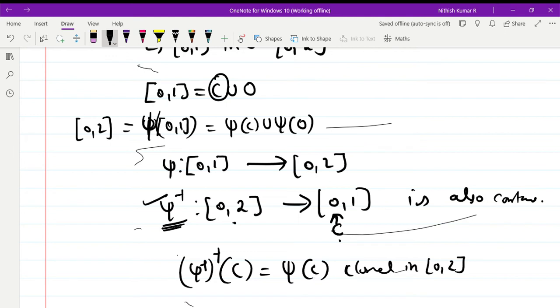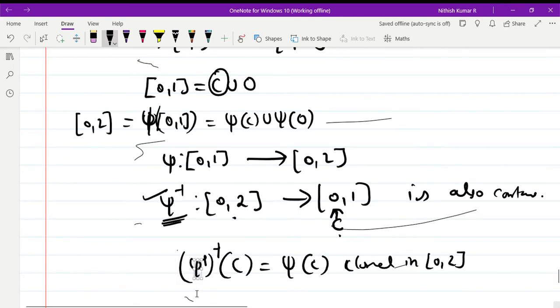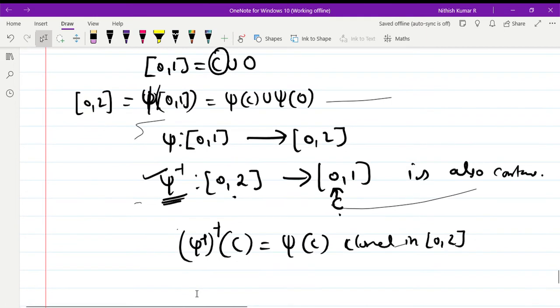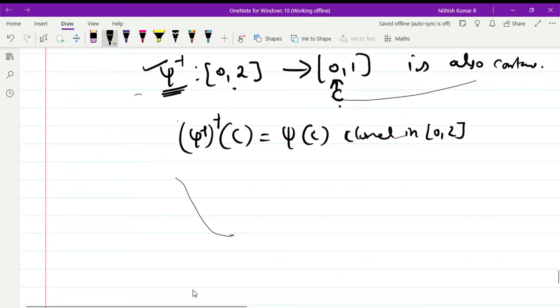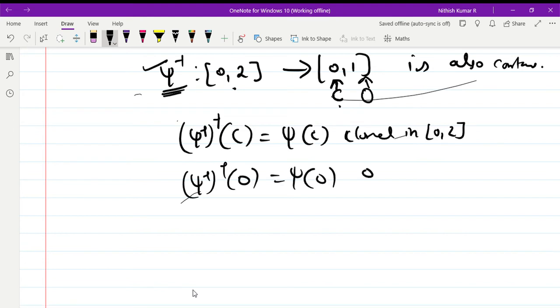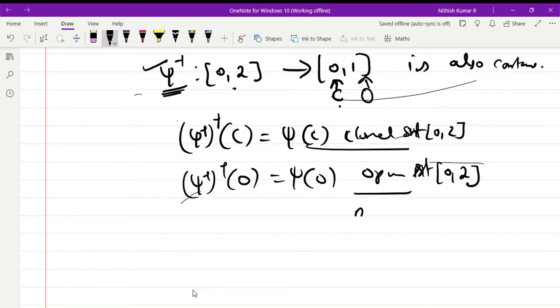Similarly, O is an open set in the closed interval [0, 1]. So its inverse image, that is psi inverse of O, which is nothing but psi of O, is open in the closed interval [0, 1]. So they are both closed set and open set in the closed interval, and hence they are measurable.